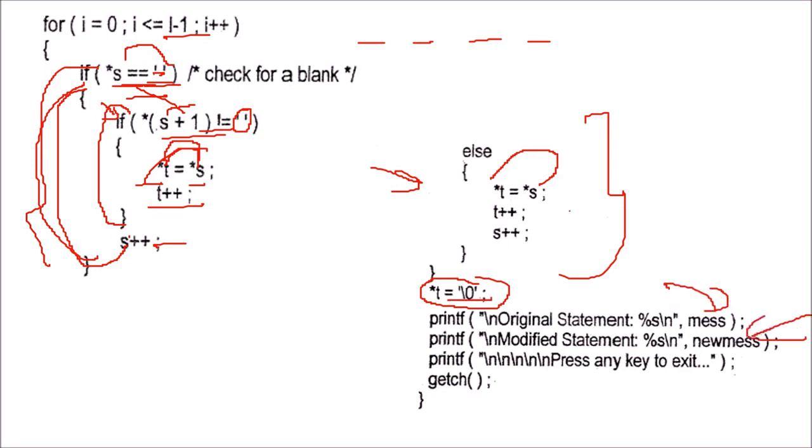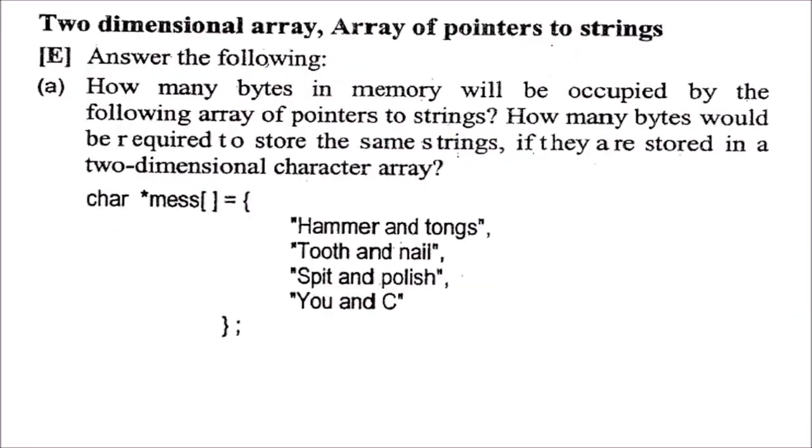So this is the original statement. This is the statement without the extra blanks. 2-dimensional array of pointers to string. How many bytes in memory will be occupied by the following array of pointers to string? How many bytes would be required to store the same strings if they are stored in a 2-dimensional character array? Let us start with the 2-dimensional character array. A 2-dimensional character array means we have to write this char mess like this.